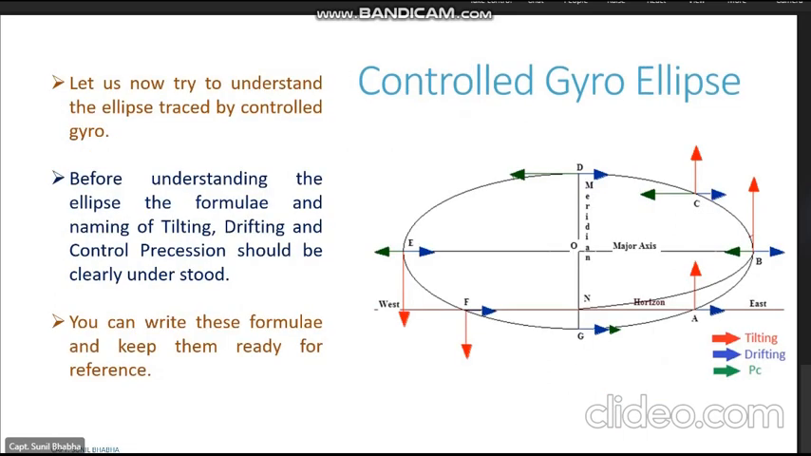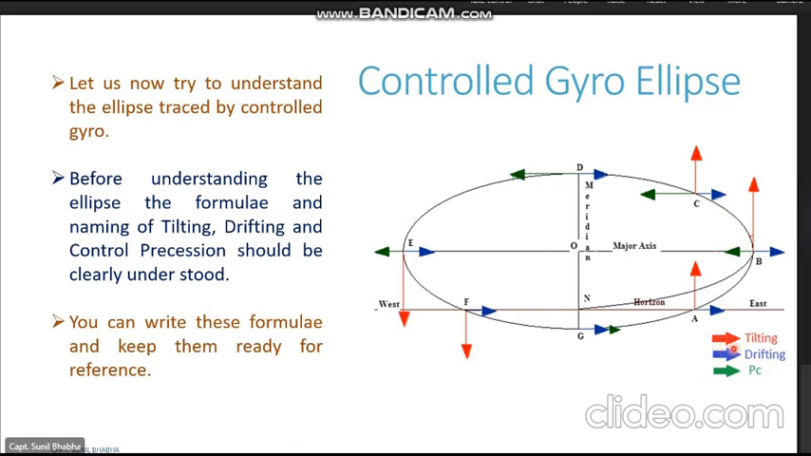Let us now try to analyze and understand this elliptical motion of the spin axis. We have now zoomed into the red color ellipse which we saw in the previous slide. It is a zoomed in picture of the same ellipse. Now in this ellipse you can see three different color arrows: the red color arrow, green color arrow, and the blue color arrow. These three arrows represent the three forces under the effect of which the spin axis is tracing this elliptical path. What are these three forces?